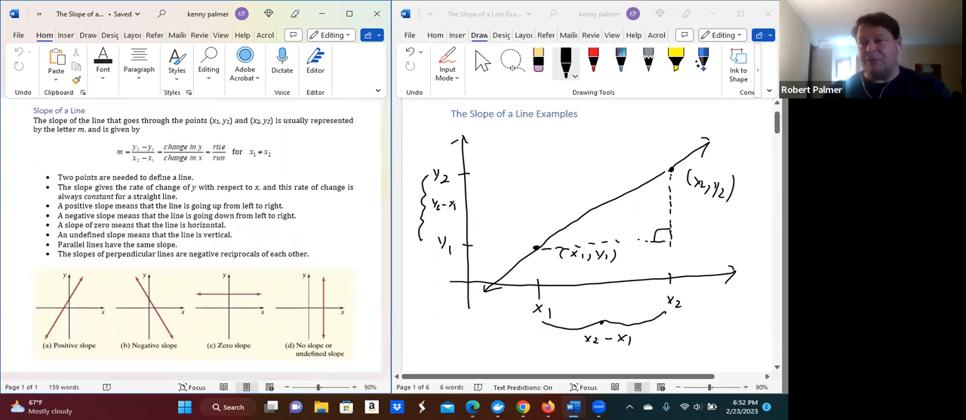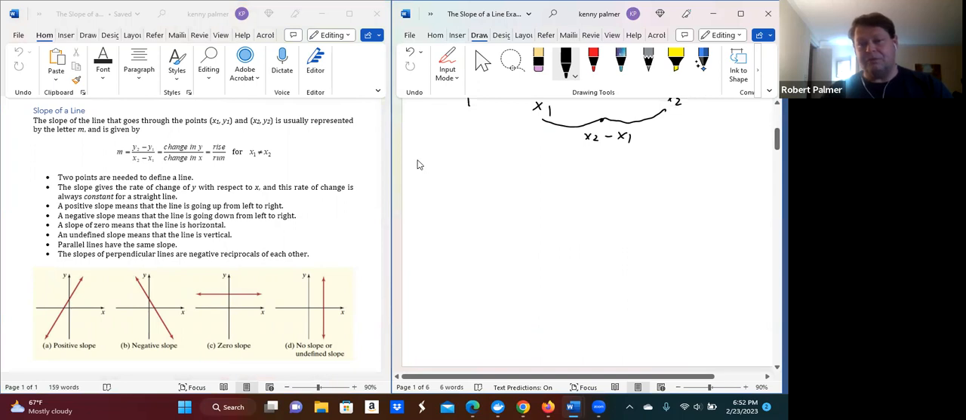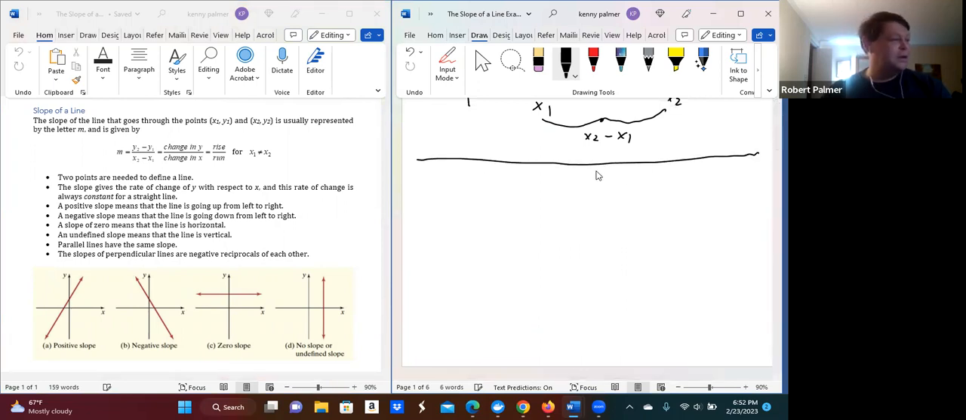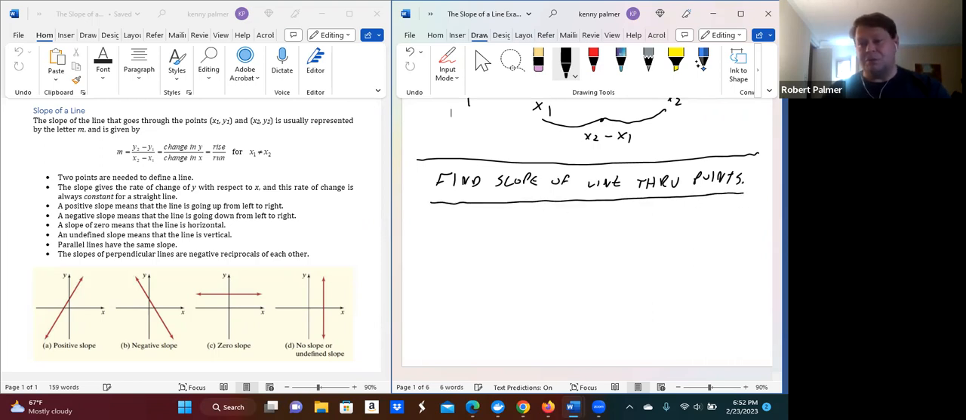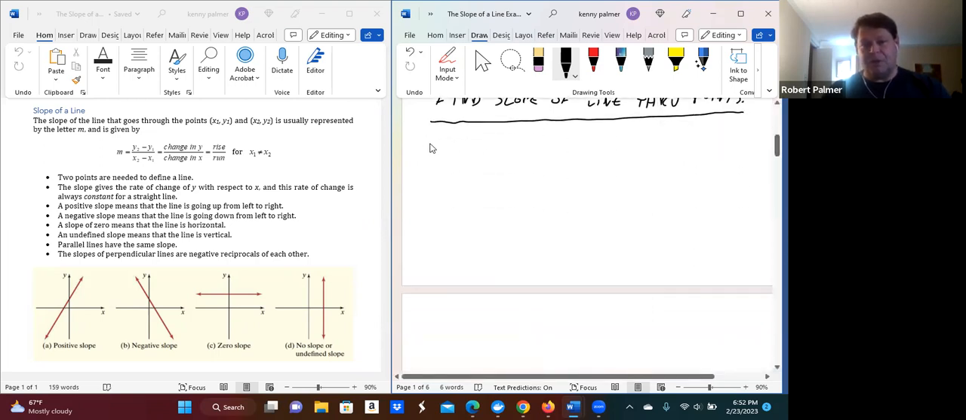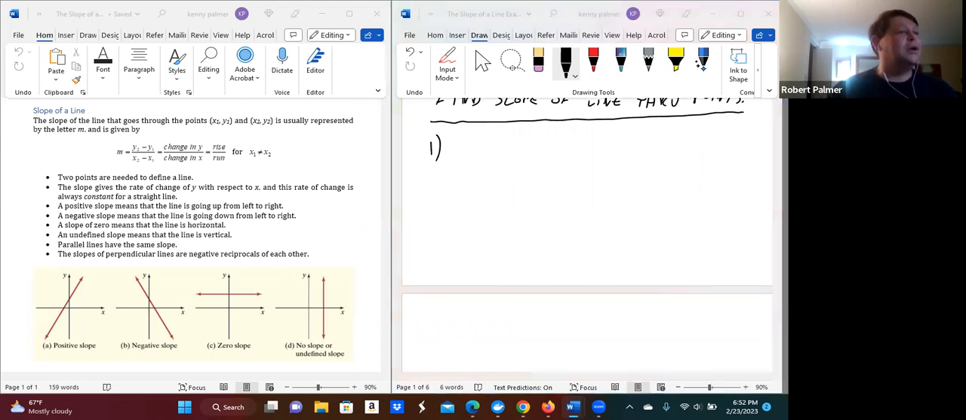Let's take a look at a few examples. Let's start here on the right. What we want to do is find the slope of the line that goes through given points. We'll give 2 points, and then we want to find the slope of the line that goes through those 2 points. So number 1, and let me find my examples.